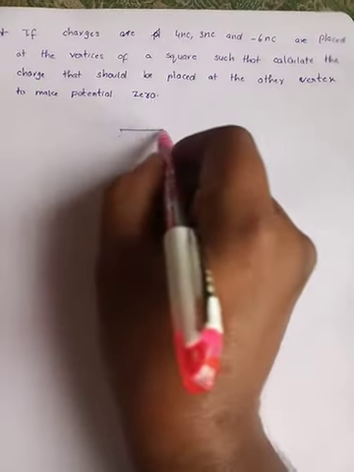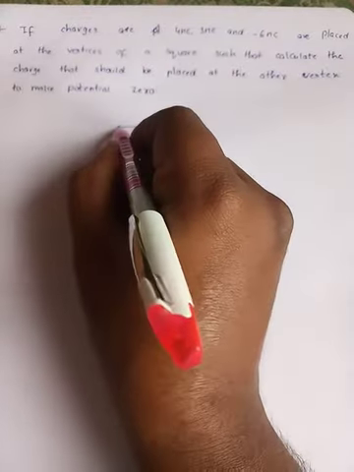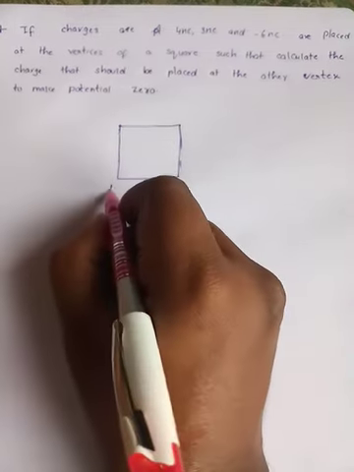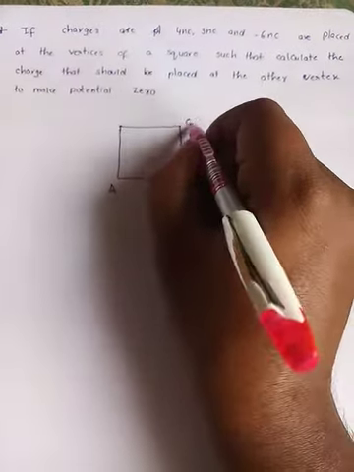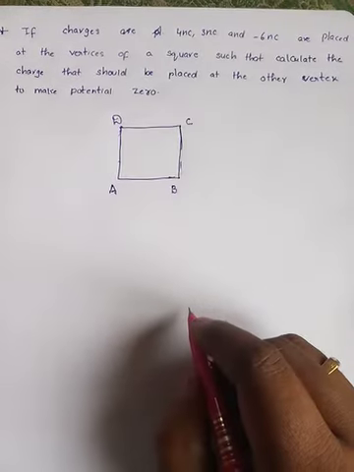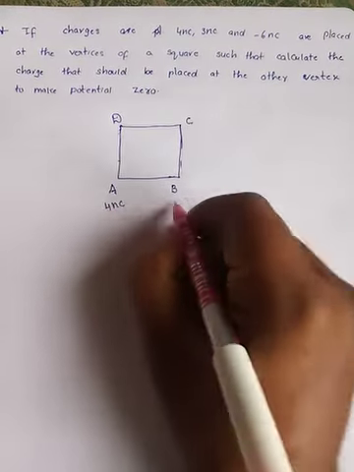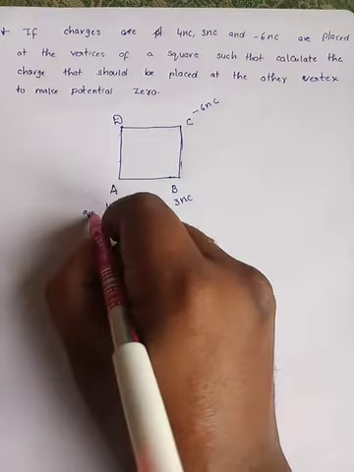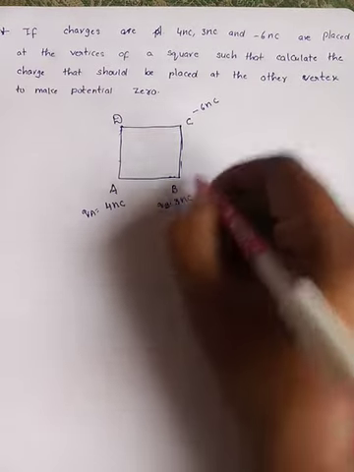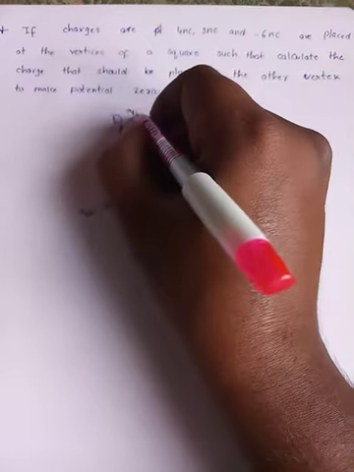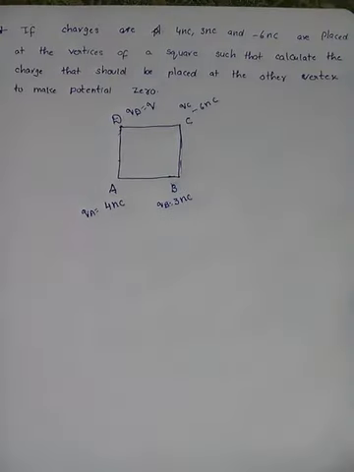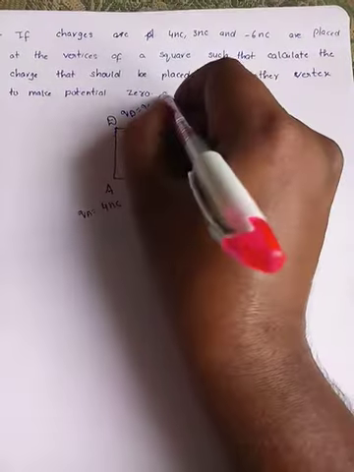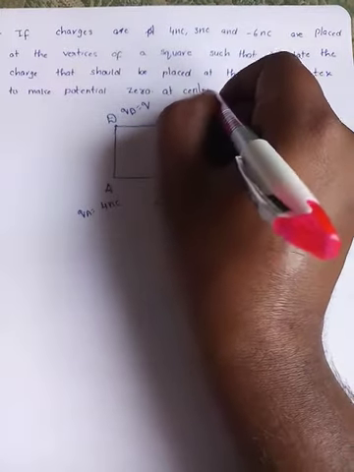According to that, we have considered a square and represent the vertices as A, B, C and D. Let us place the charges at A as 4 nanocoulombs, B as 3 nanocoulombs and C as minus 6 nanocoulombs. So we have to assume that the charge that is placed at D is Q. Now what they are asking is to make the potential at the center 0.